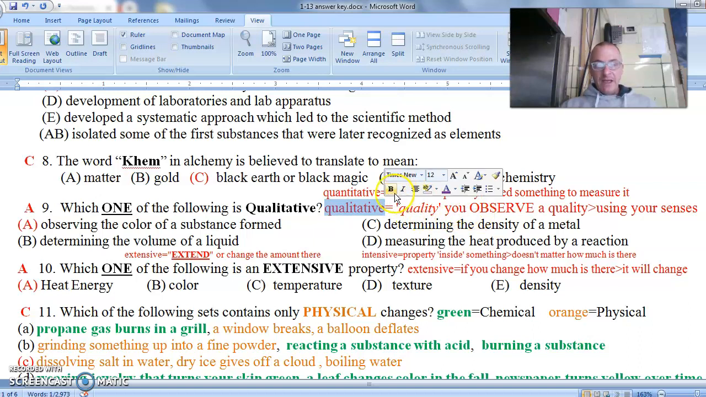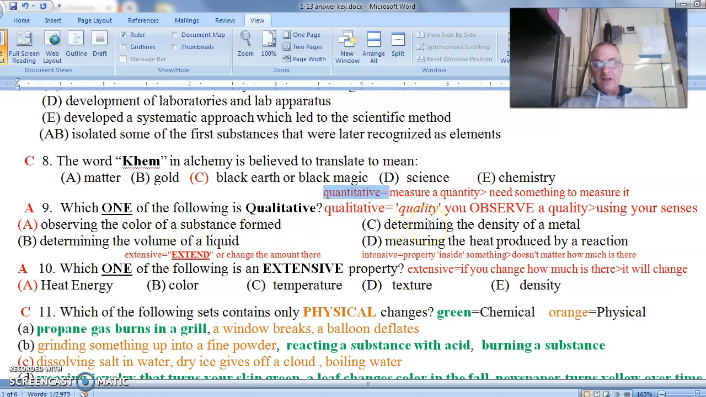You're not making measurements. Quantitative means you're making measurements. You need to make measurements. Quantitative, you're measuring quantities. Qualitative, you're using your senses to observe qualities. Obviously, observing color, you're just using your eyes to look at a color. Letter A is qualitative. Measuring the volume would be quantitative.